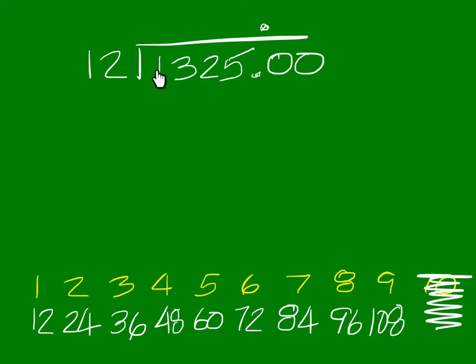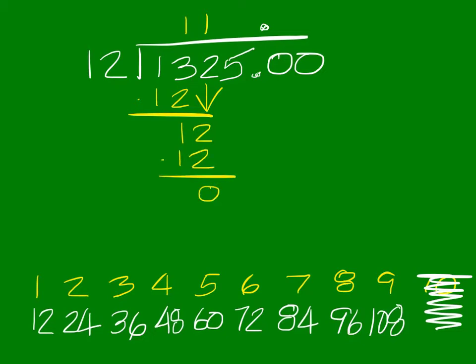Will 12 divide into 1 evenly? No. Will it go into 13? How many times will it go into 13? Once. So we put a 1 down. Write 12. Subtract to get a 1. And then we drop the 2. How many times will 12 go into 12? Once. So we have 12, subtract to get a 0, and drop that to get a 5.